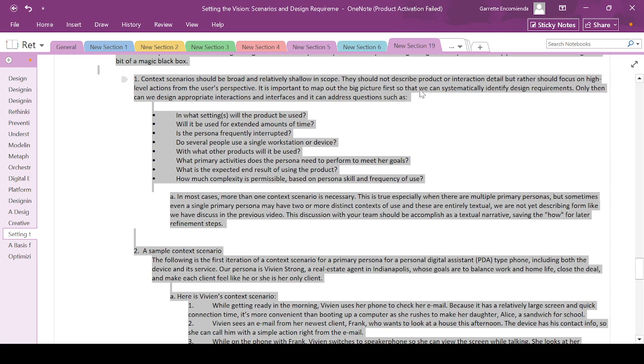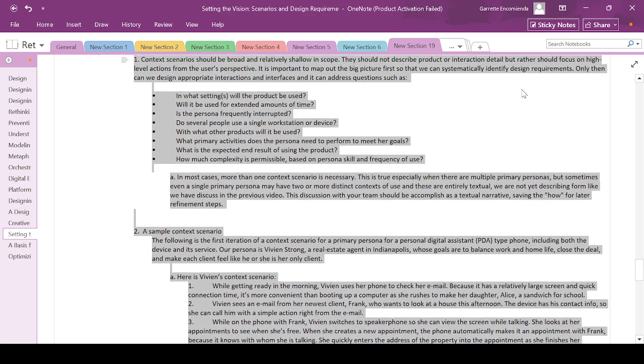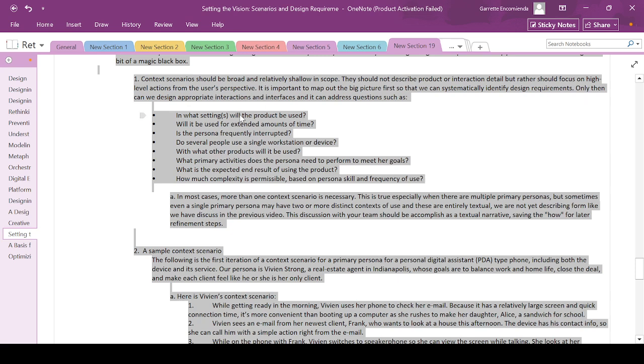They should not describe product or interaction detail, but rather should focus on high-level actions from the user's perspective. It is important to map out the big picture first so that we can systematically identify design requirements. So again, one of the key initiatives with this design process and problem solving is that we need to start with the big picture first. We need to zoom out to see what the available options are.